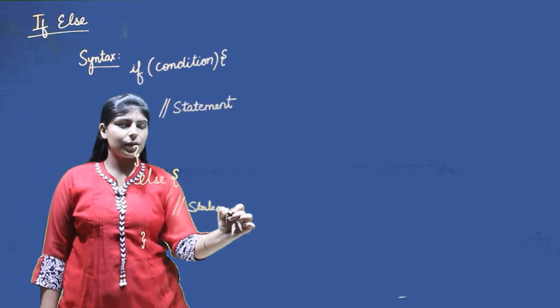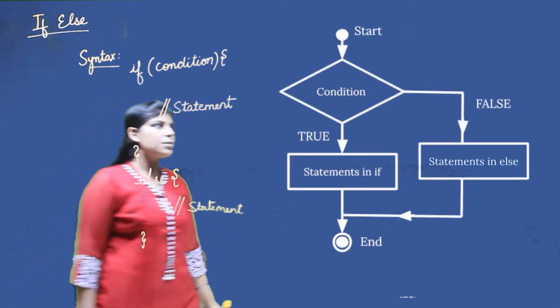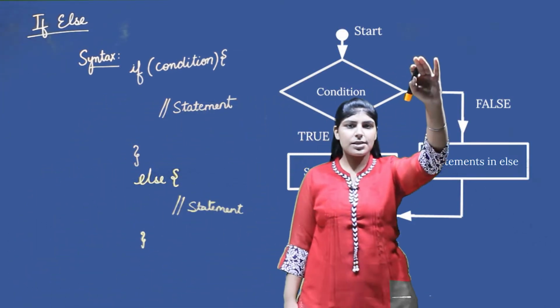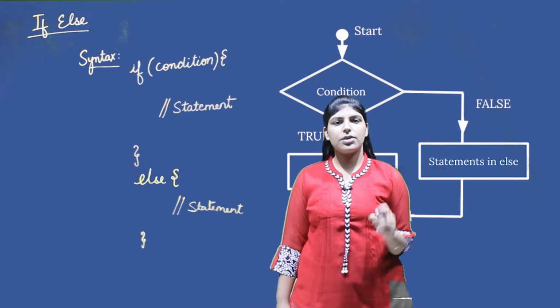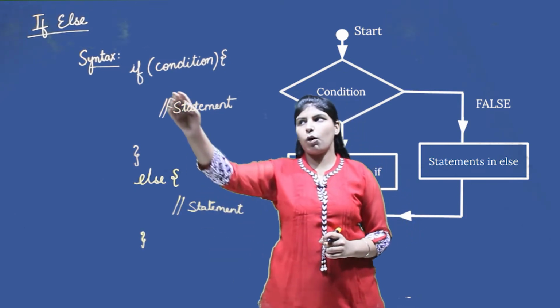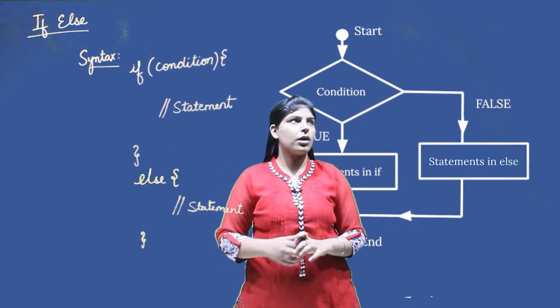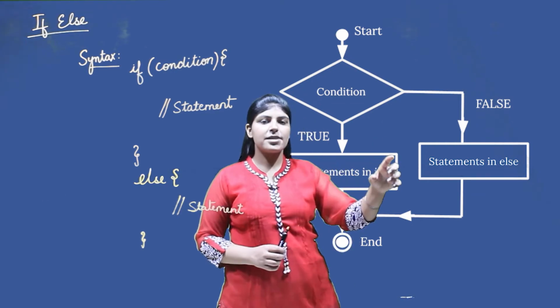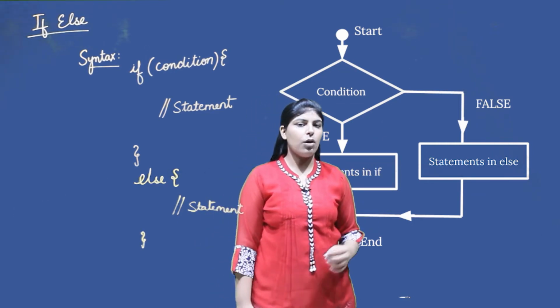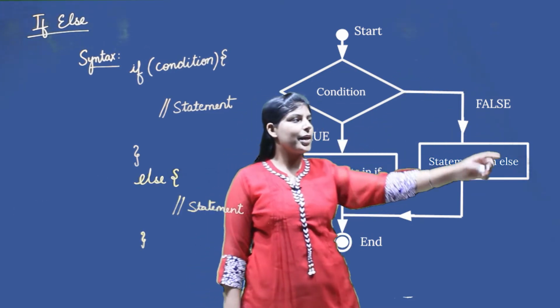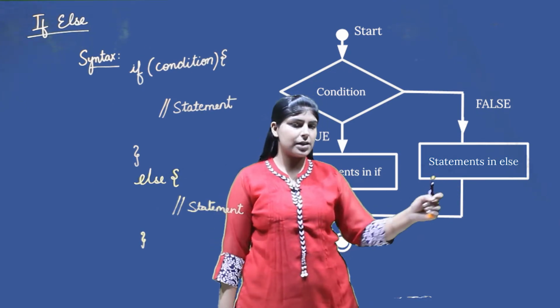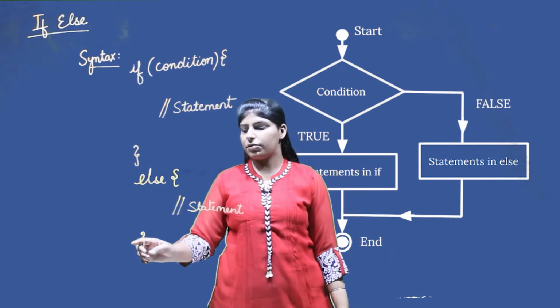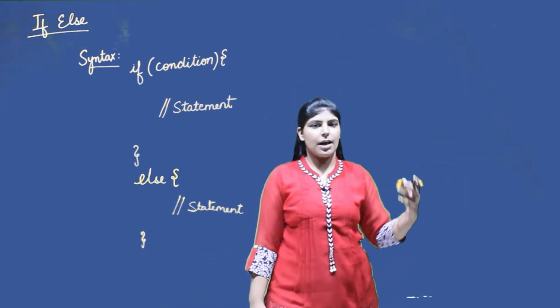Let's understand this with the help of a flowchart. First we check one condition. Based on the result of this condition, we decide which block to follow, if block or else block. So if this condition is true, we execute all the statements given in the if block. If this condition is false, we execute all the statements given in the else block and then we come out of the else block.